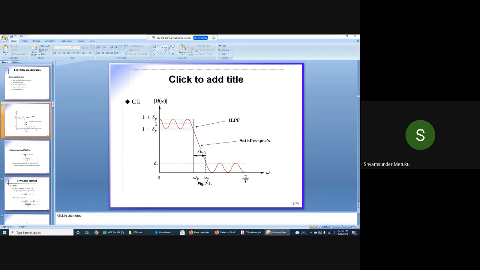So can I say 0 to omega p is a low pass filter or high pass filter? You tell me which one is right. Is it high pass or low pass? It's a low pass, sir. It is a low pass because from 0 to omega p the gain is high, and after omega p the gain is almost 0, isn't it?